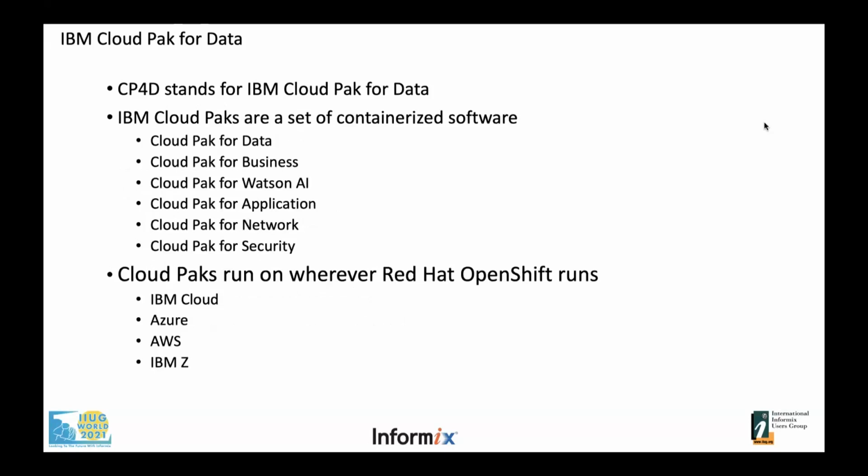For anyone not familiar with CP4D, CP4D stands for IBM Cloud Pak for Data. Cloud Paks are a set of containerized software. They are IBM's approach to hybrid cloud. Currently, there are 6 Cloud Paks, but they keep evolving and the names keep changing every couple of years. Right now, we have Cloud Pak for Data, Cloud Pak for Business Automation, Cloud Pak for Watson AIOps, for application integration, for network and security. Cloud Paks run wherever Red Hat OpenShift runs, like IBM Cloud, Azure, AWS, and some other platforms. And as you may guess, the one that matters most to us is Cloud Pak for Data, or CP4D.